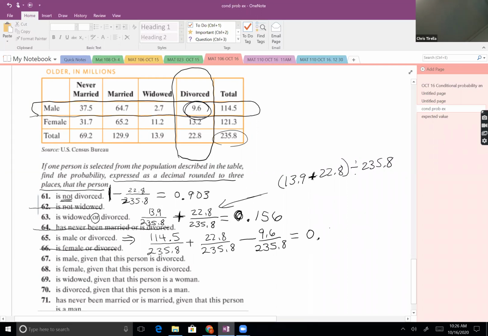And is anybody else getting anything that looks like 0.542 when you round? Yeah, that's what I got.